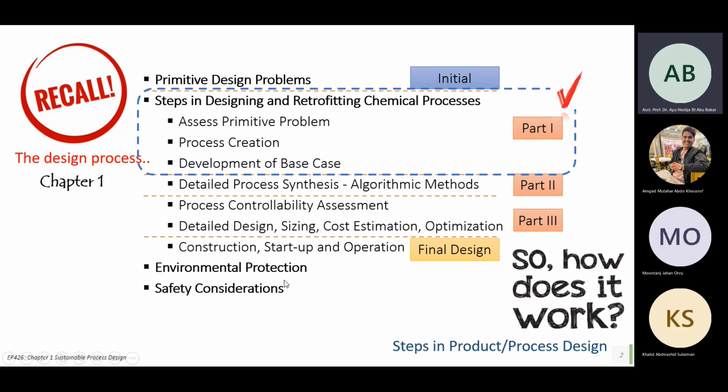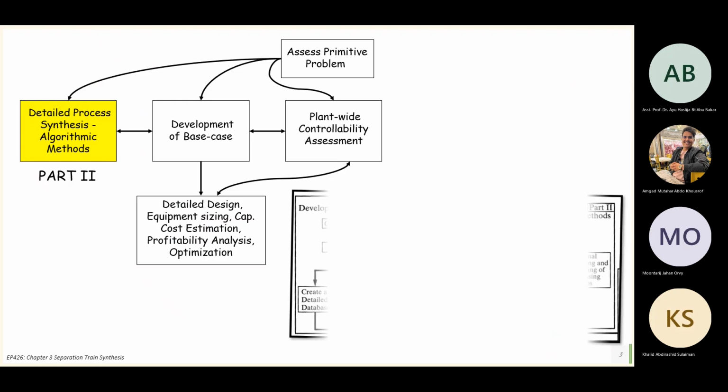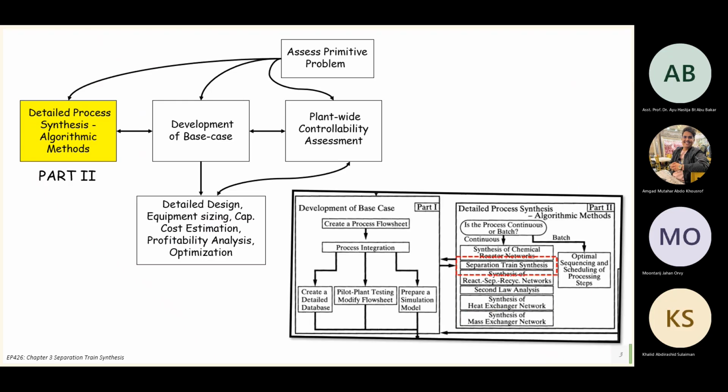Okay, so we are done for the first part. Today we will focus on the detailed process synthesis, which is on the sequencing process. Here it falls under part 2, the separation train synthesis. In the previous chapter, we went through the heuristics on the chemical distribution, the input, the output. So now we will focus only on the separations.